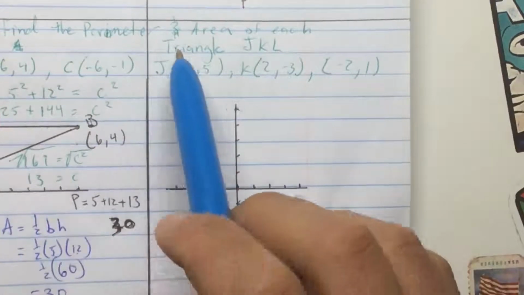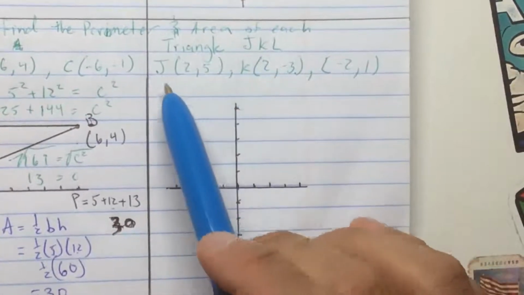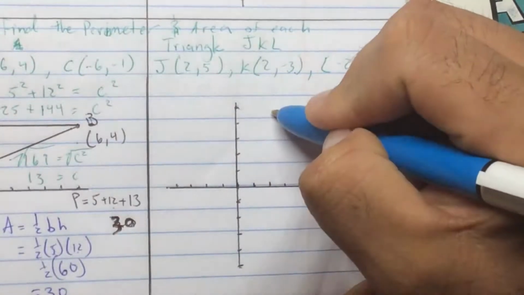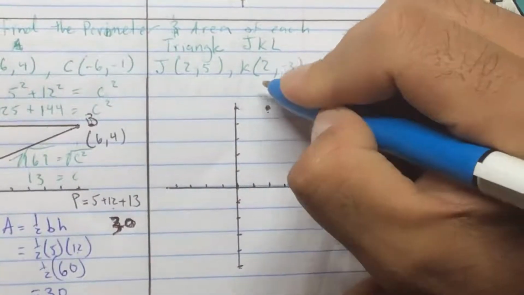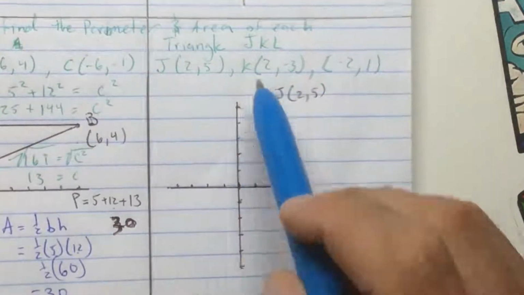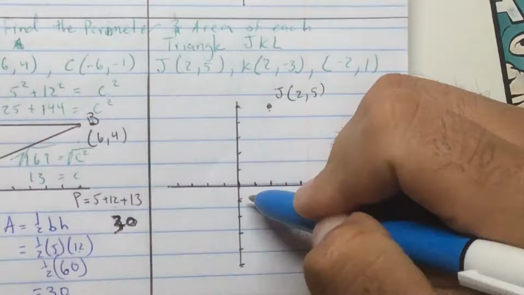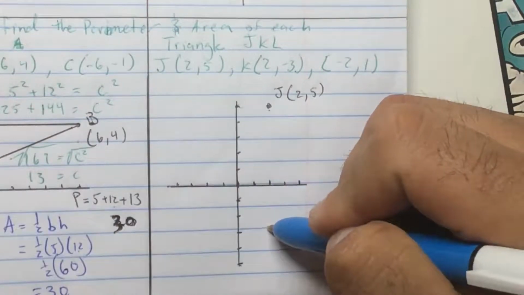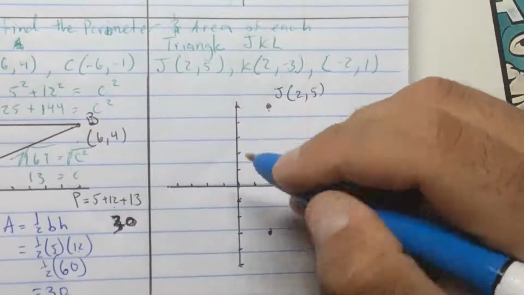So we have our first point here, we have a triangle JKL. Our first point is J, which is at (2, 5). This is our J point at (2, 5). We have our K, which is at (2, -3). This is our K.